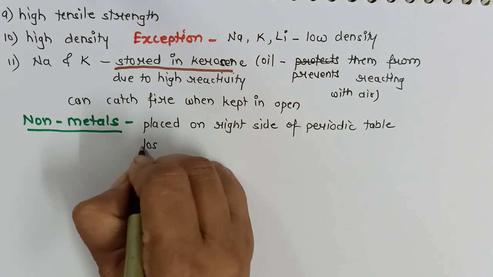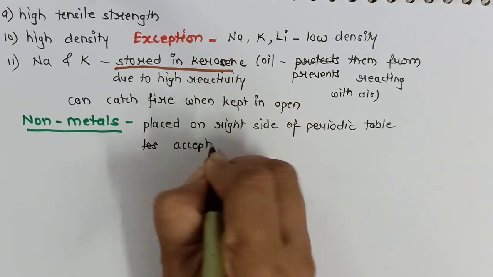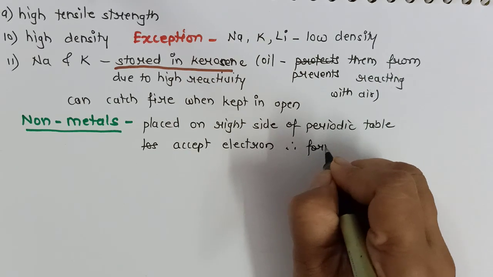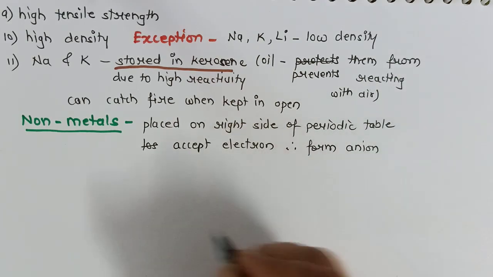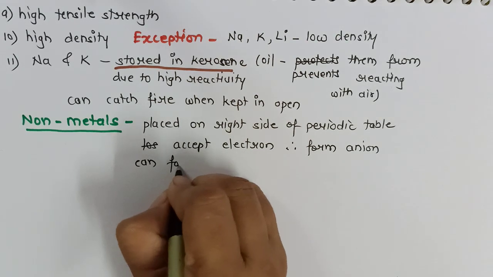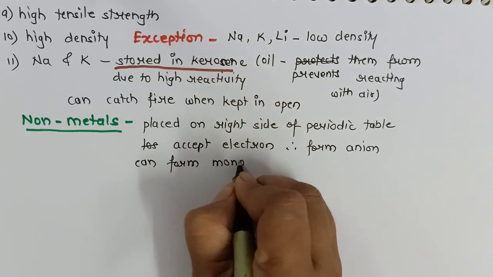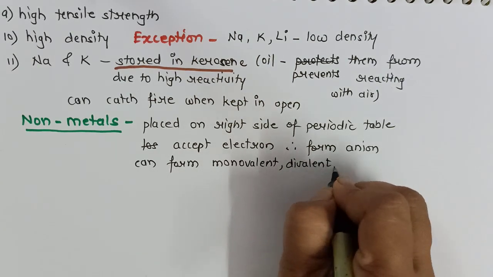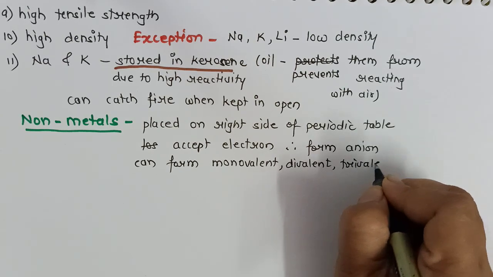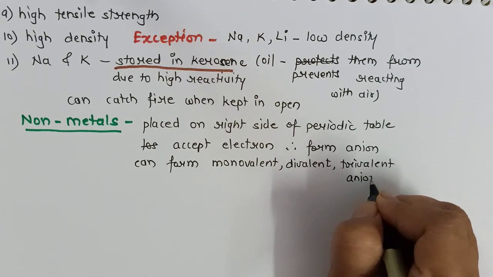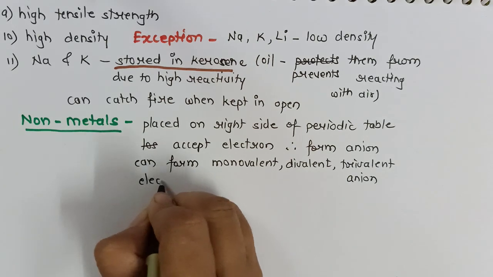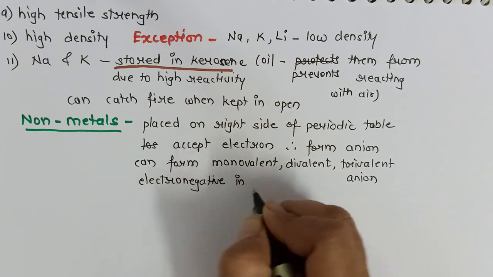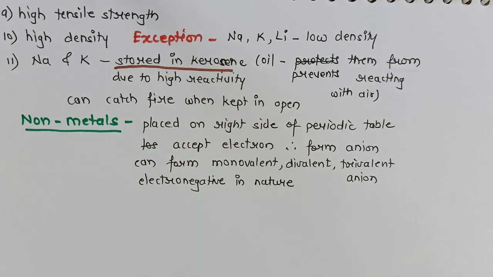So non-metals do not lose, they accept electrons, and therefore they form anions. Like metals, non-metals can form monovalent, divalent or trivalent anions. So due to this nature, we will call them electronegative. So we say non-metals are electronegative in nature.